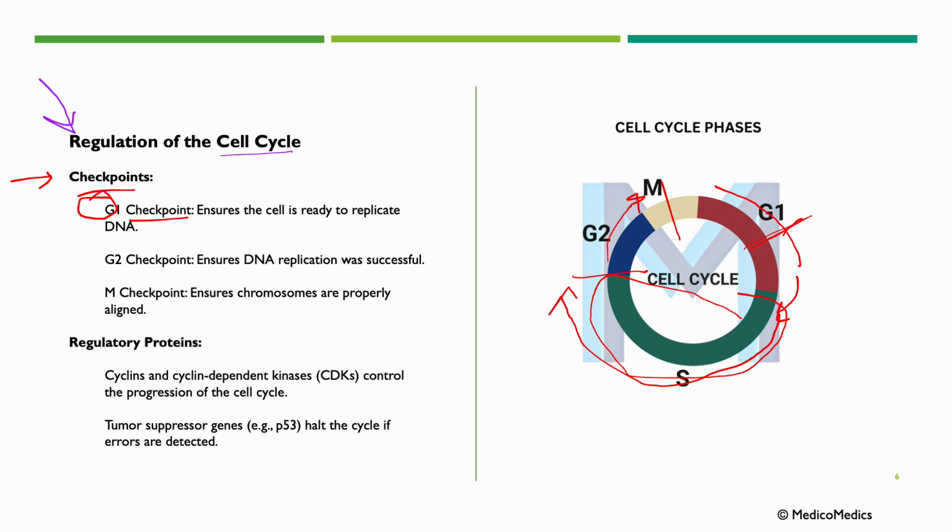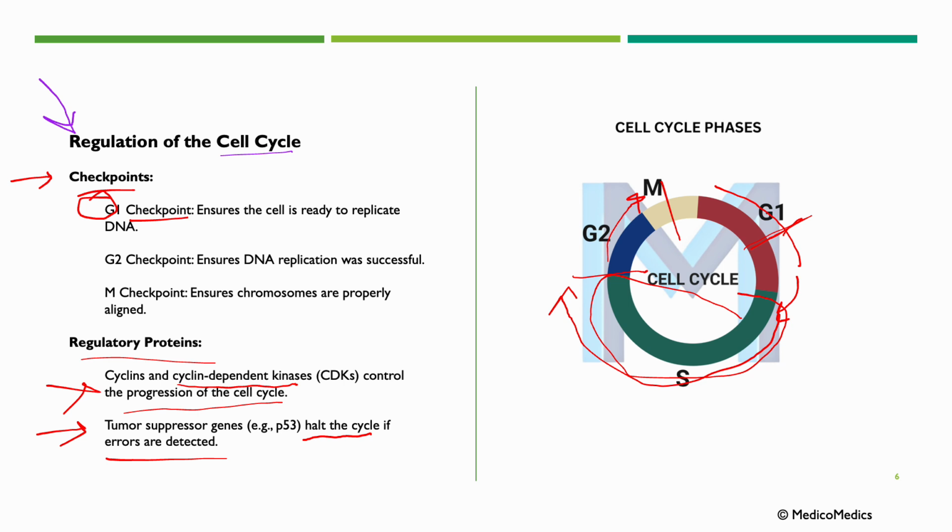Now, we can also mention regulatory proteins. So cyclins and cyclin-dependent kinases control the progression of the cell cycle. We also have tumor suppressor genes, which are there to halt the cycle if errors are detected.